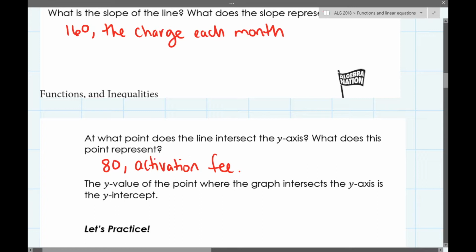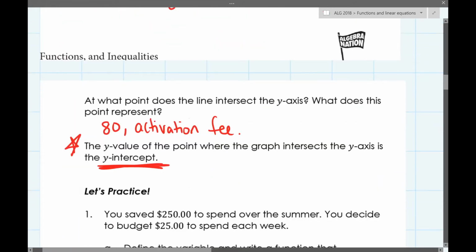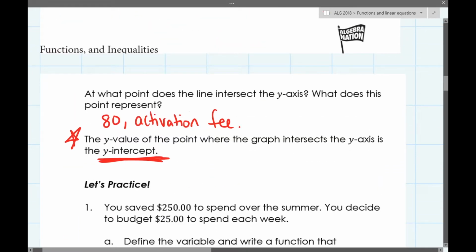Okay, so this is really important right here. The y value of the point where the graph intersects the y-axis is called the y-intercept. So again, whenever it hits the y-axis, this part right here, this is the y-axis. So when did it hit the y-axis? That is 80. So whenever it hits the y-axis, it's called the y-intercept. If it were to hit the x-axis, it would be called the opposite, the x-intercept. So y is when it hits the y-axis, x is when it hits the x-axis.